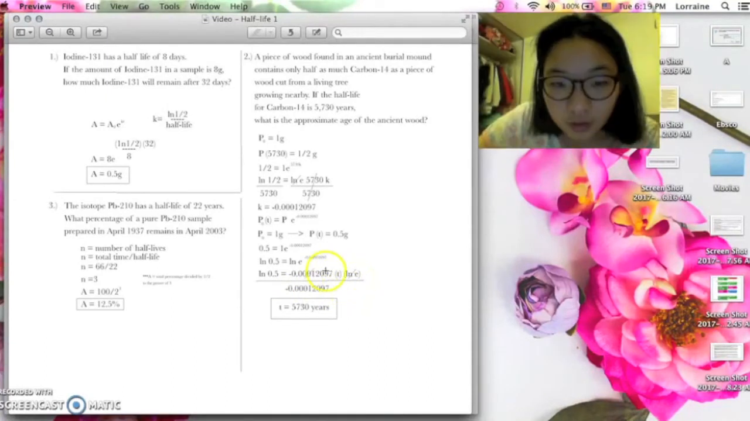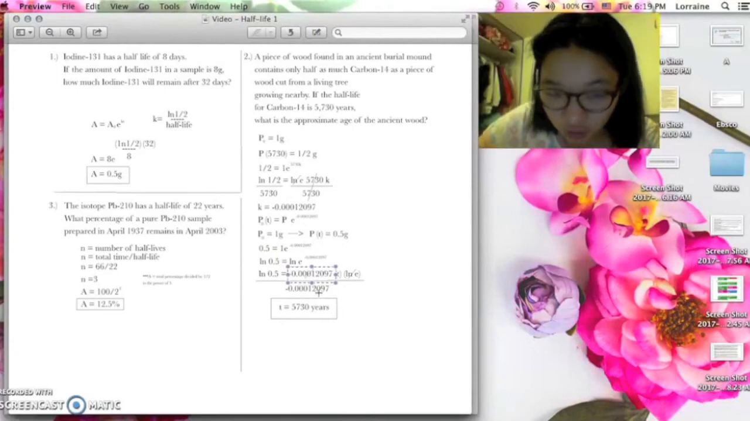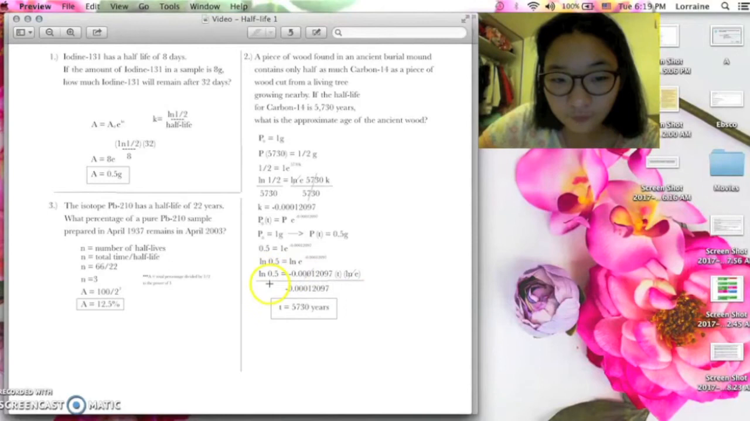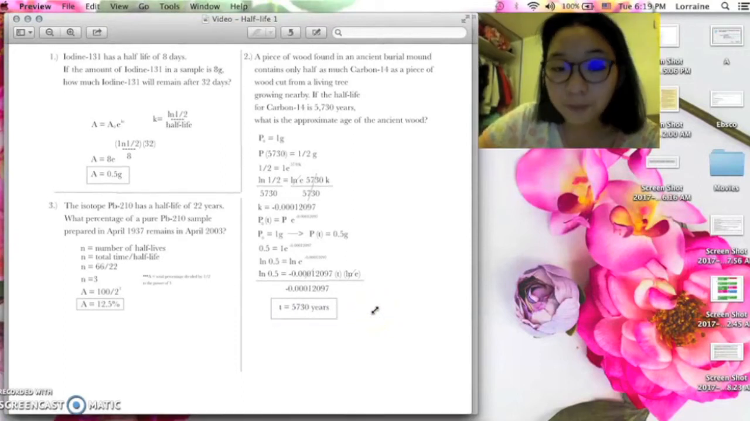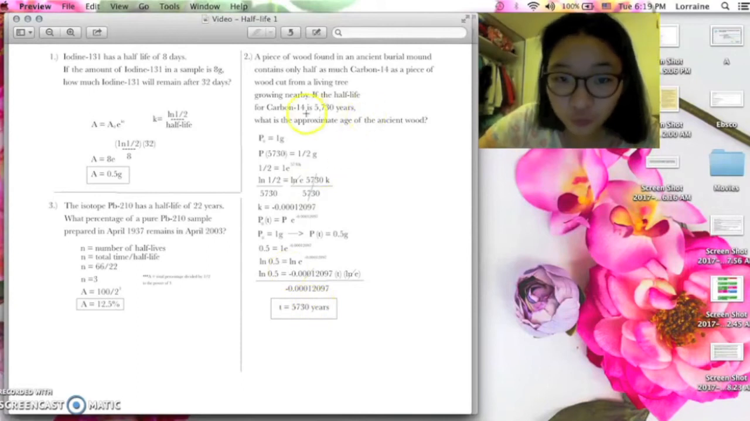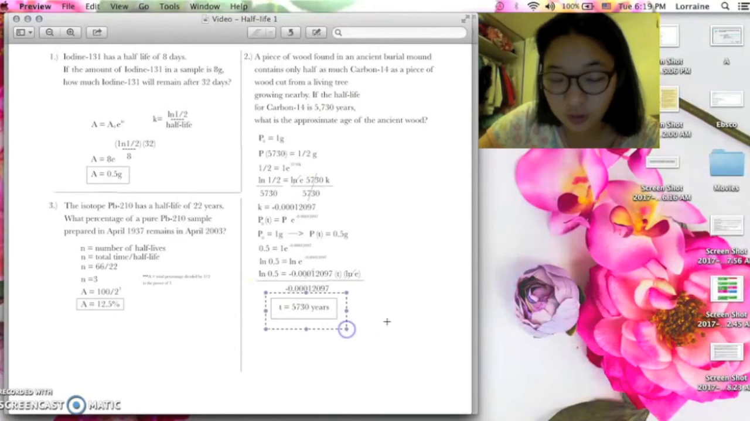In this part, we cancel out the ln of e since it's just equal to 1. Then we cancel this one, since we have that as a denominator as well. And then after that, we just have to divide ln of 0.5 over negative 0.0001297. And that is equal to 5,730 years. If you notice, it's just the same, 5,730 years and 5,730 years.